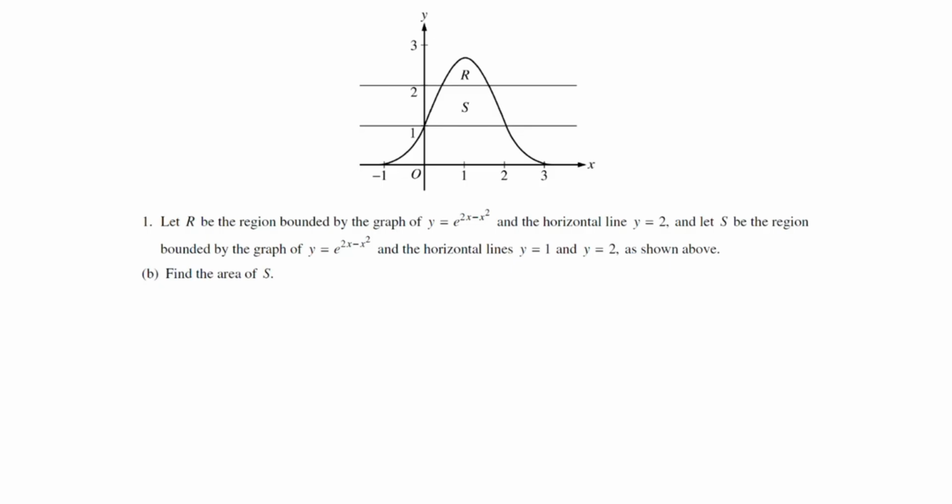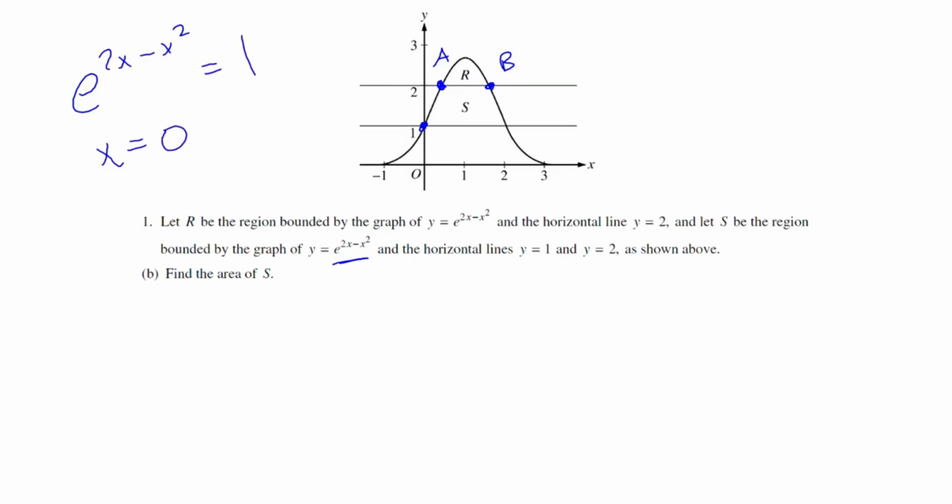In part B, it wants us to find the area of S. Well, we've already got 2 of our intersection points here, A and B. So we've already got those, but we do need this one, which is clearly 0. We can see that if we set e to the 2x minus x squared equal to 1, one of the solutions we're going to get is x equals 0.